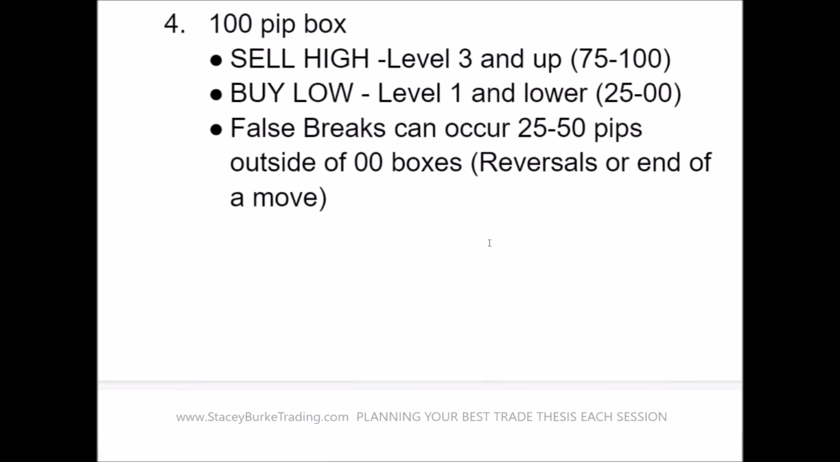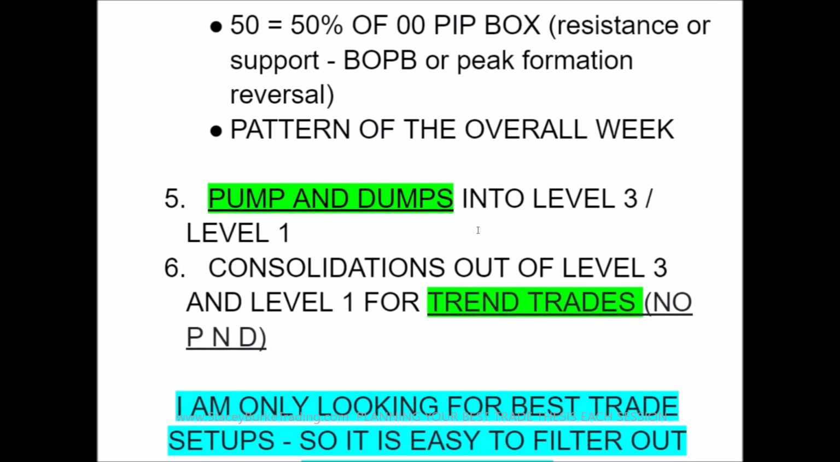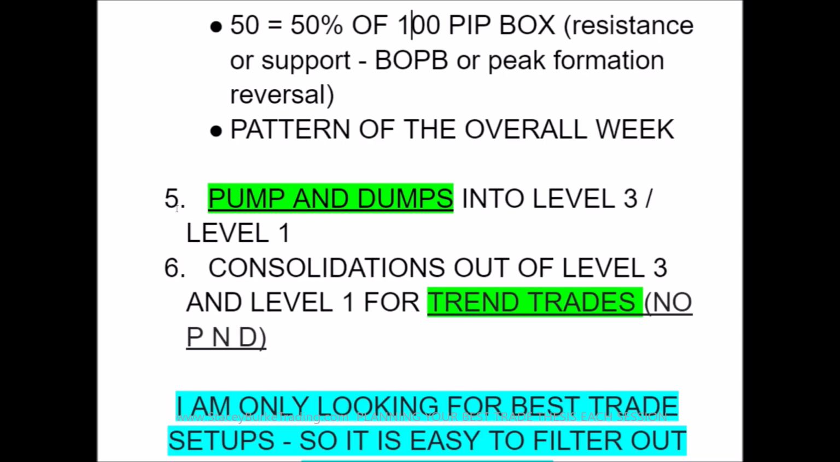So the 50 level of that 100 pip box can be resistance or support. So a market breaks through a level, traders are buying it at 50, the market's broken down through 50 and they're buying it at 50, and that may be a pullback into 50 for a continuation down off of 50%, as we saw in oil today.